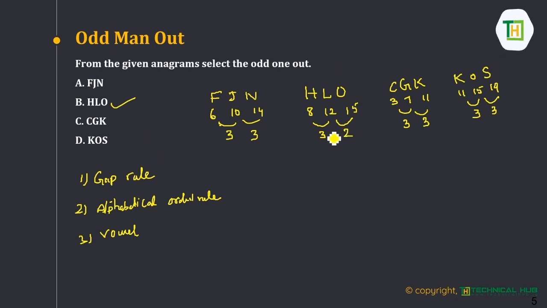Take the difference: it is 4 here, and 3 there. Gap rule means the gap between letters. How many letters? H and L, the gap between is 3, and L and O, the gap between is 2. Yes, right answer. One student said the H, L and O gap is wrong, sir. No, exactly right. H and L have letters I, J, K between them, and here M, N, two letters. Yes. Coming to the next one.